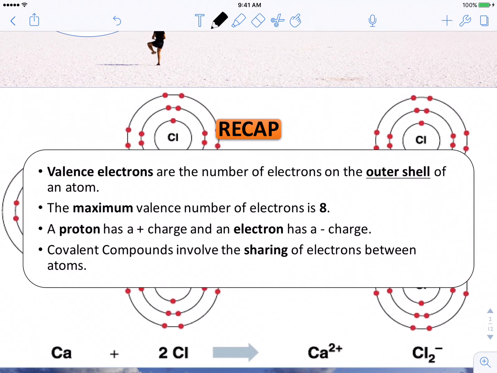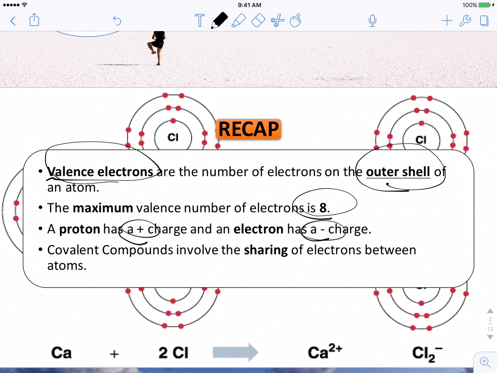So, as a quick recap, valence electrons. These guys are the number of electrons on the outer shell. Hopefully, you guys understand that by now. The maximum valence number is 8. And a proton has a positive charge, and an electron has a negative charge. This is really going to come into play here.